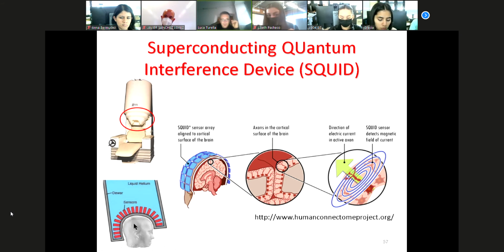How does it work? These are the sensors that are depicted here, and they record the magnetic field changes originating from the brain. As I said before, this is the direction of the current along the pyramidal neurons, and this is the induced magnetic field that is captured by this sensor. If the sensor is here, these are the neurons that are originating the magnetic field that is captured by the sensor.